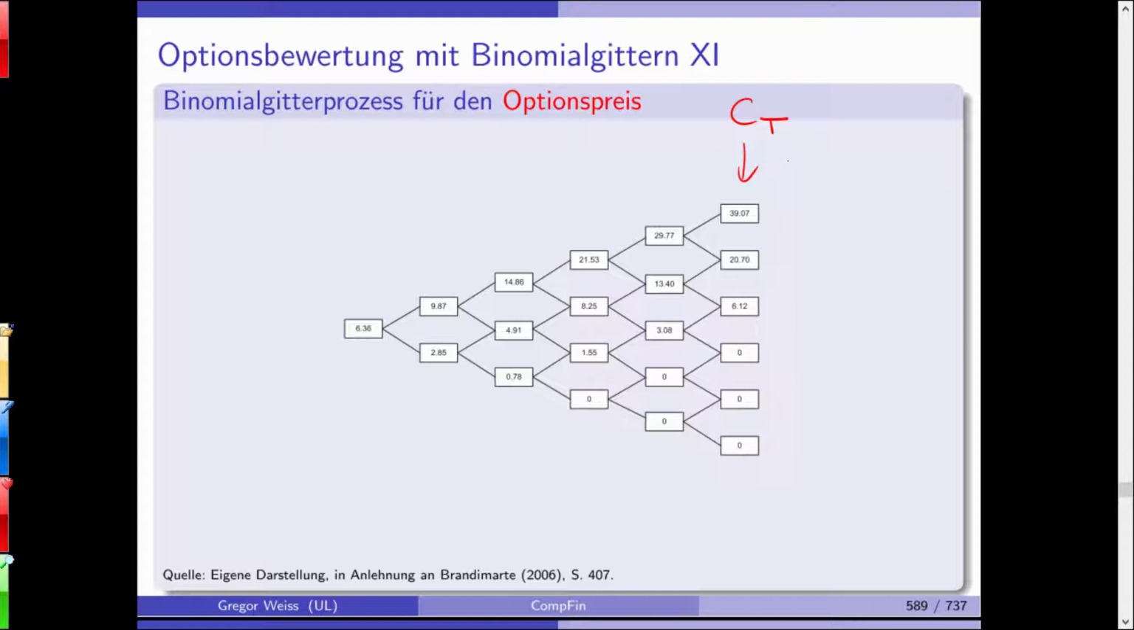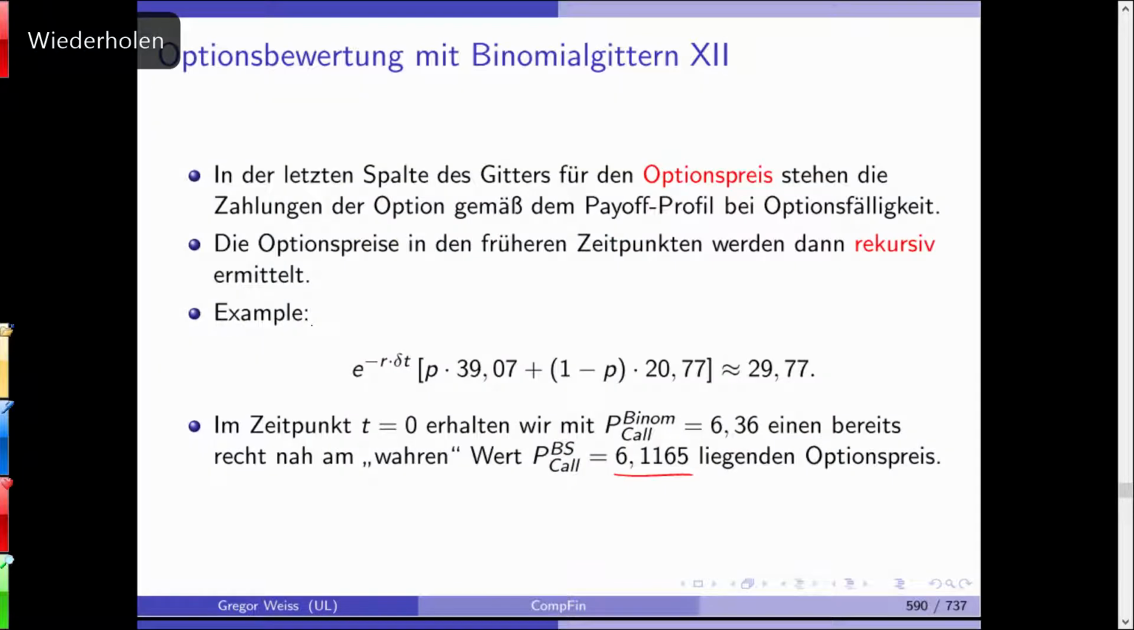And then you can go back recursively, take those two and calculate this one. Then you take those two and calculate this one. You take those two and calculate this one, and so on. And then you go back one period and back and back and back, and you get 6.36. Now, in the last column, you can see the payoff profile, and then you go back from right to left recursively. And one example is given by this.